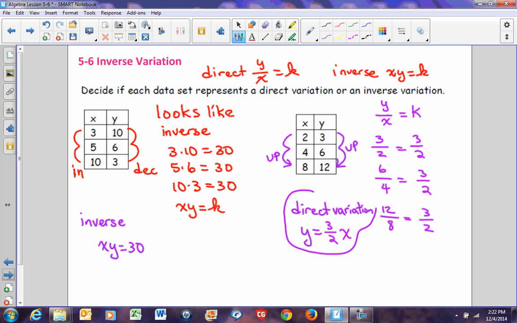Simple as that. So to tell if something is direct or inverse variation, you can look at the graph. And if you can't tell from the graph, you should be able to look at a table, and the table can be evaluated to see if it is inverse or direct variation.